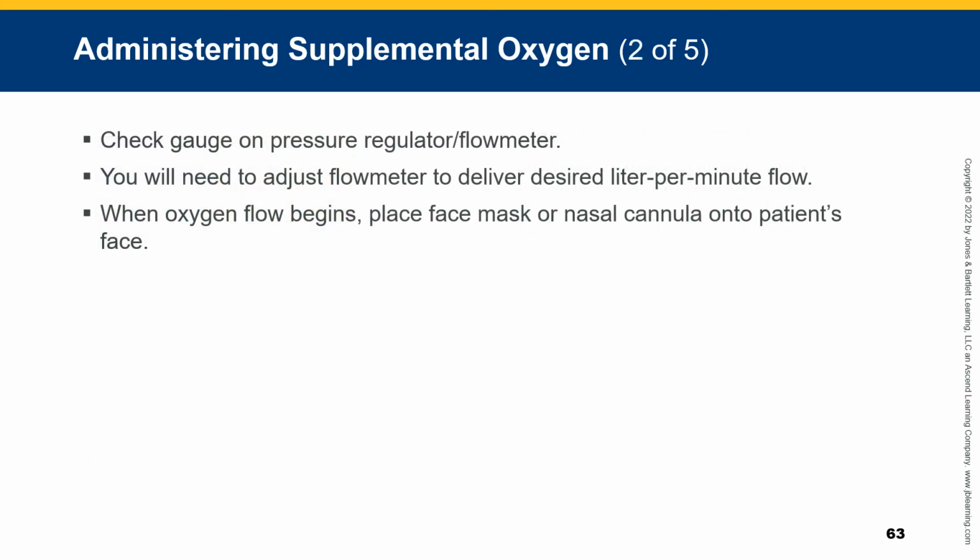You want to check the gauge on the pressure regulator or flow meter. To administer oxygen, you must adjust the flow meter to deliver the desired liter per minute flow of oxygen, which will be determined by whether you're using a nasal cannula, a face mask, or a bag valve mask. And you want to make sure that oxygen flow begins before you place the face mask or nasal cannula onto the patient's face.